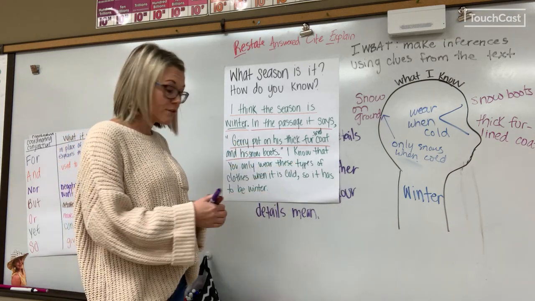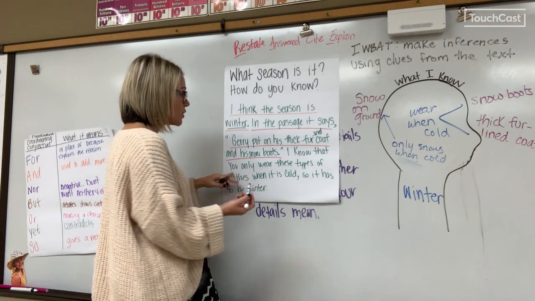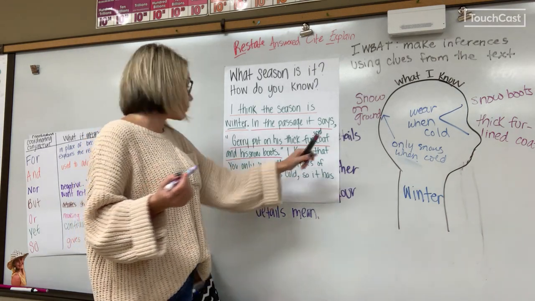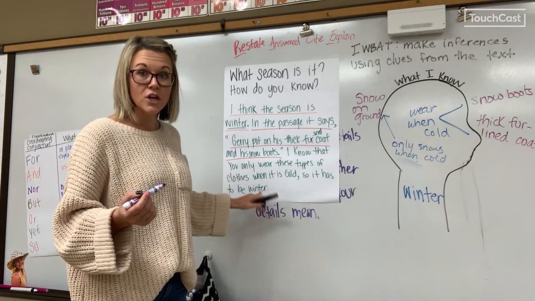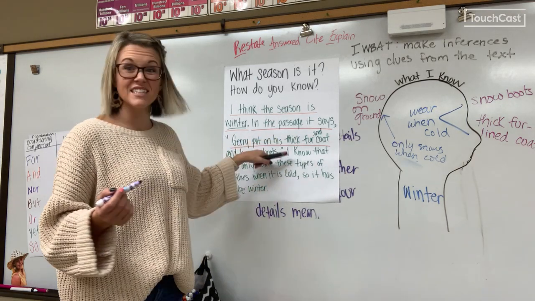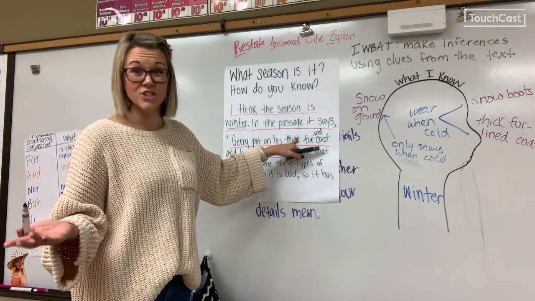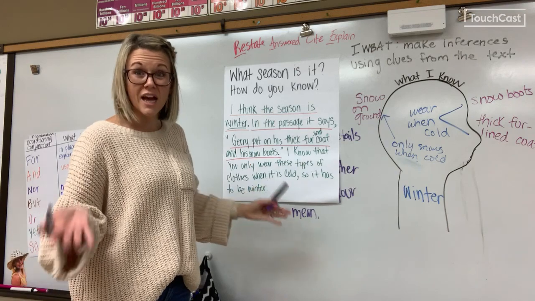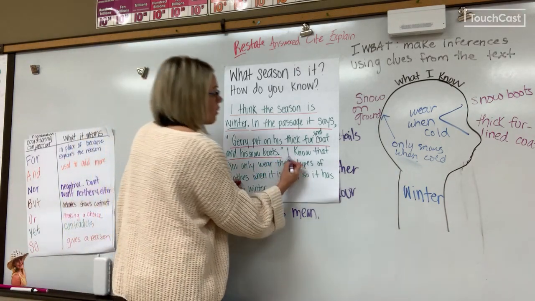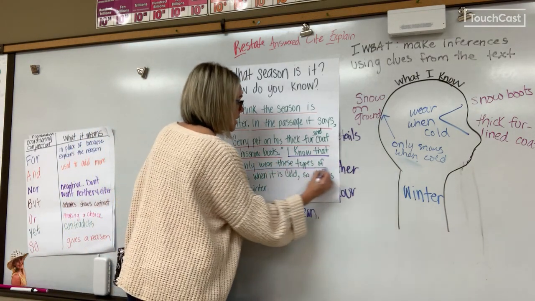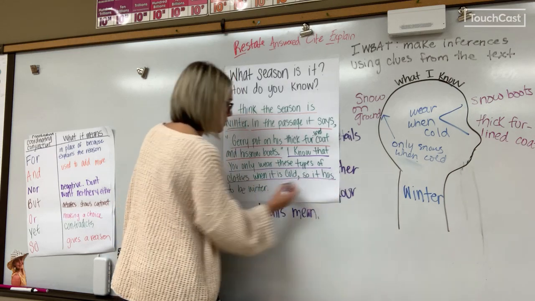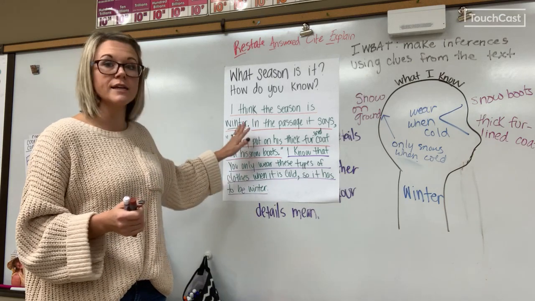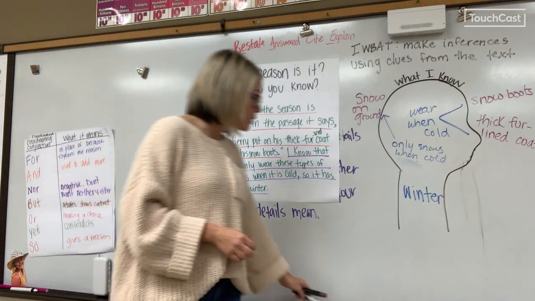So I said for my explain, I know that you only wear these types of clothes when it is cold. So it has to be winter. So I proved, hey, these things that I said, you only wear in winter. You don't wear them in summer. You don't wear them in spring. You only wear them in the winter time when it's cold outside. So I know that you only wear these types of clothes when it is cold. So it has to be winter is my explain. I explained my cite.